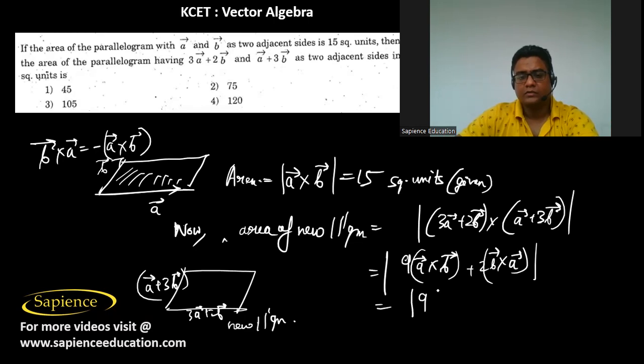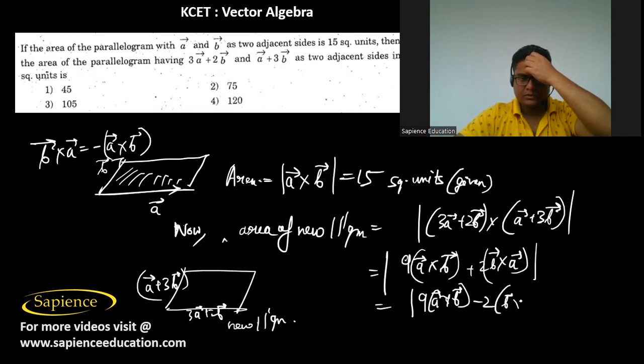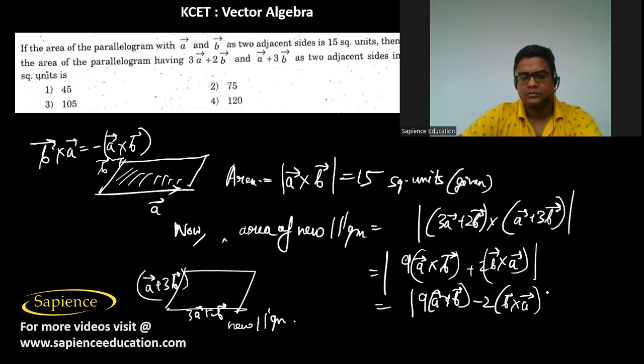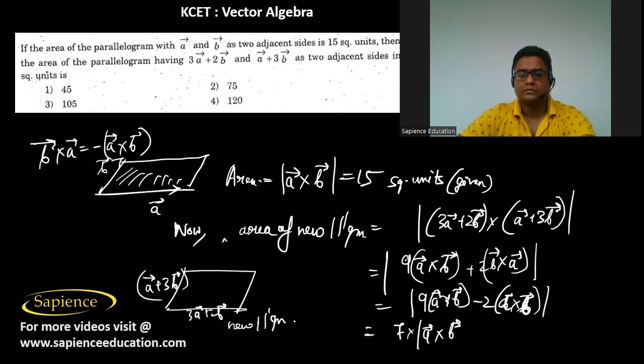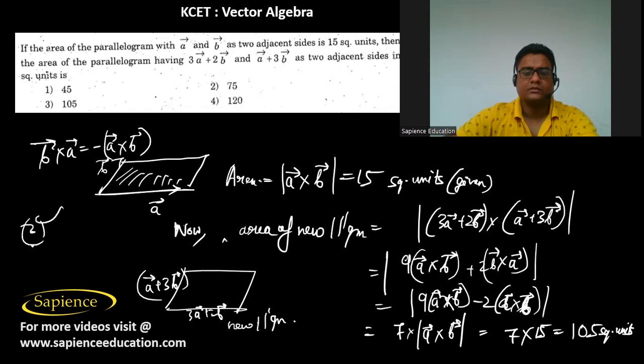So this will be mod of 9 A cross B minus 2 into A cross B. Okay, so this will be 7 into magnitude of A cross B. Now magnitude of A cross B is 15, so this will be 7 into 15, that is 105 square units. So option 3 is the correct answer.